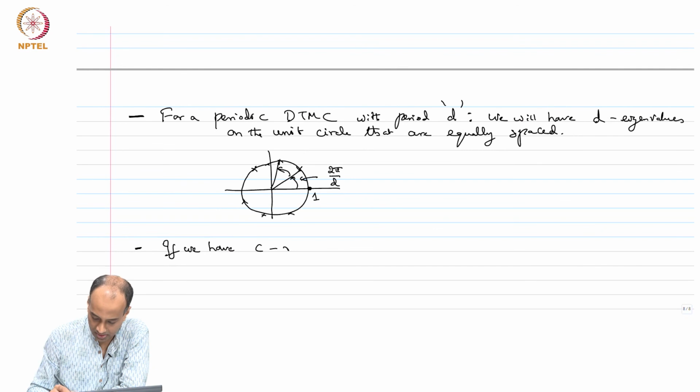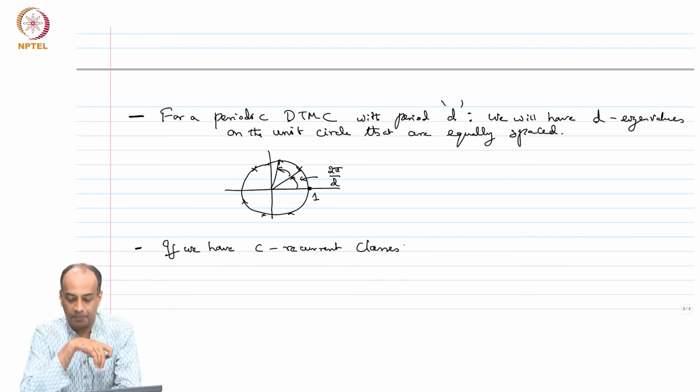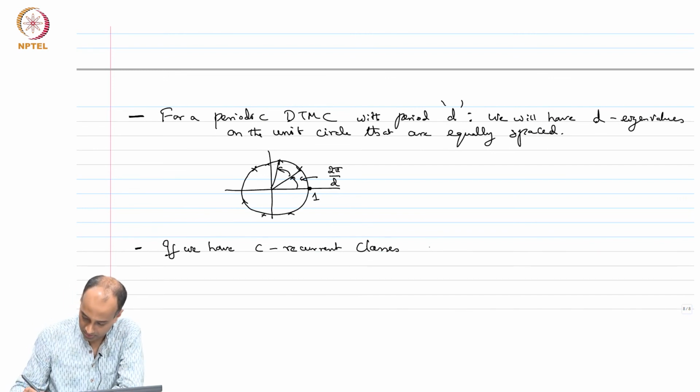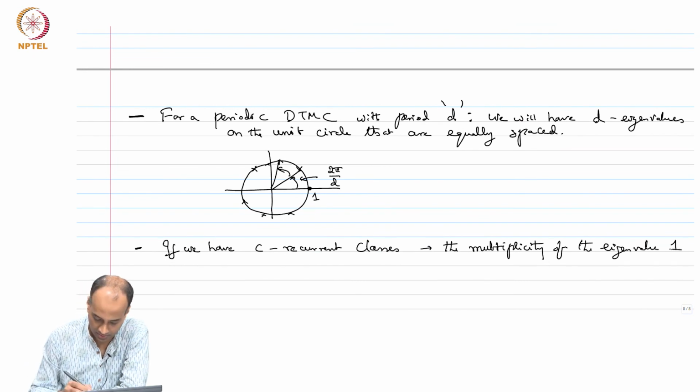C recurrent classes, if we have C recurrent classes, what will happen is that we will have the multiplicity of the eigenvalue 1 will be equal to C.